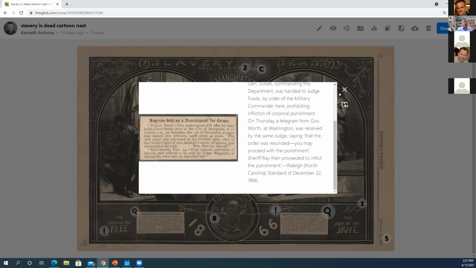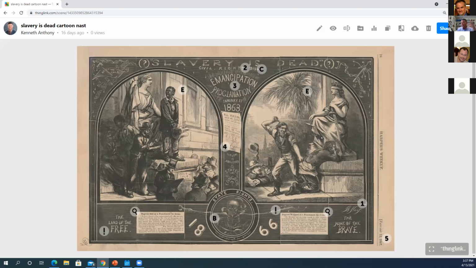1866. So this man is being punished using corporal punishment by the sheriff, okay? So this is the sheriff. It's not Uncle Sam. It's not Jefferson Davis. It's actually the sheriff. And so what's happening here is Thomas Nast is actually describing an image of an event that actually happened. And of course, we know it happened in 1867, okay?